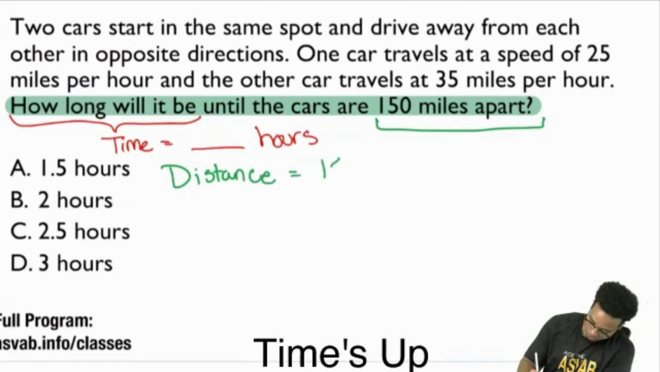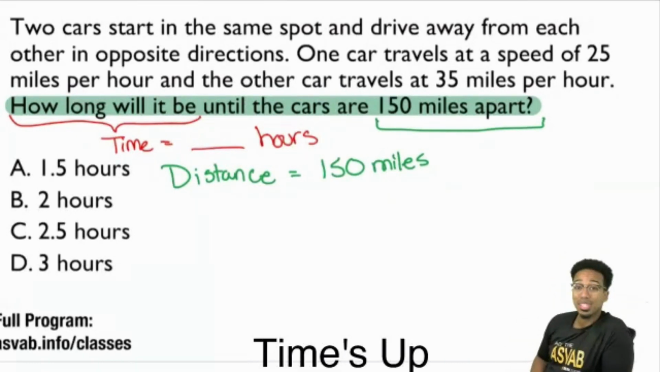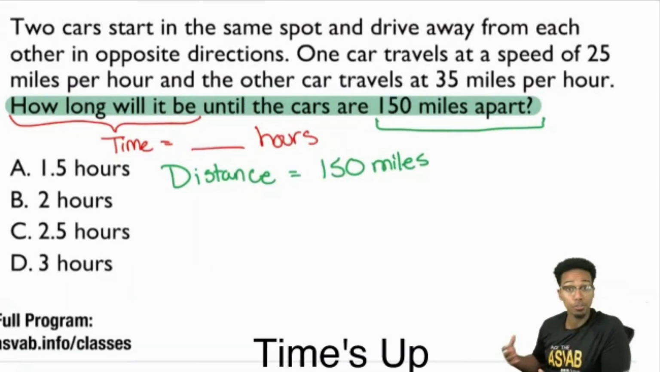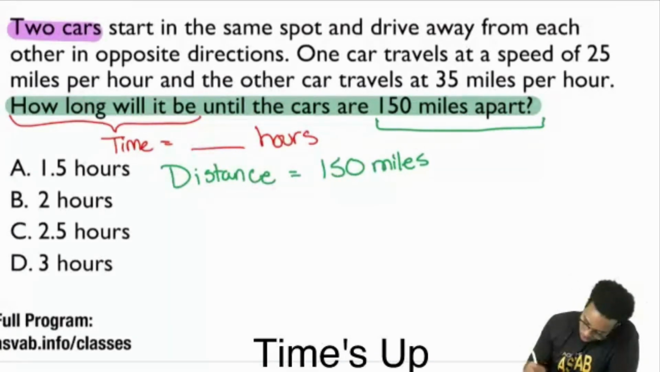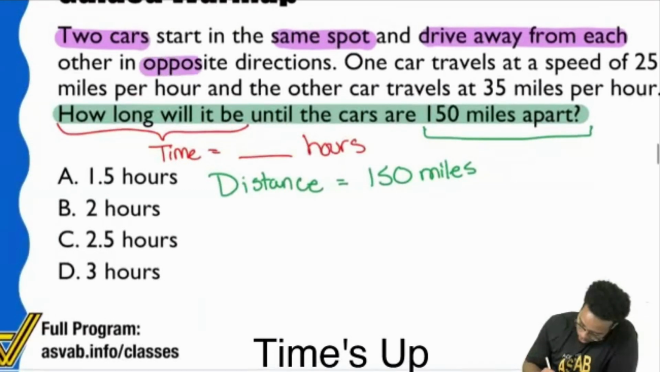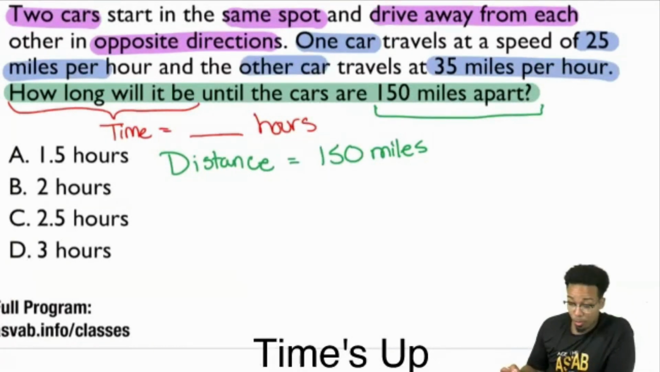Up next, we're going to look at the rest of the problem and see what information we can use to our advantage. We see that we have two cars that start from the same spot and drive away from each other in opposite directions. So we have one car at 25 miles an hour and the other car at 35 miles an hour. So we have multiple rates. What should we do with these rates, everybody?